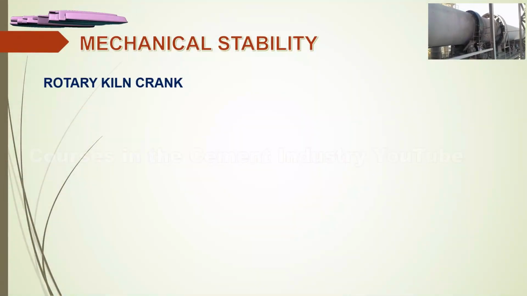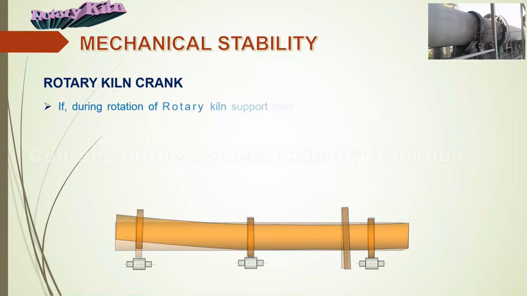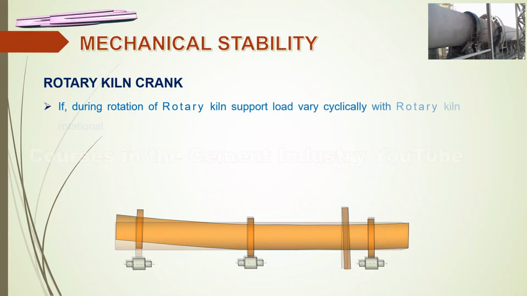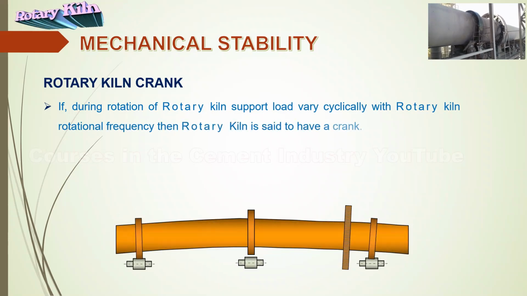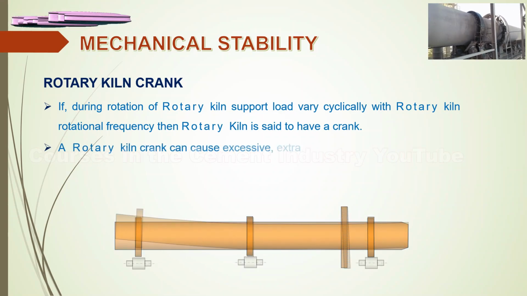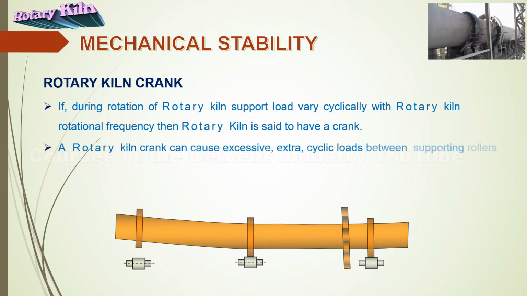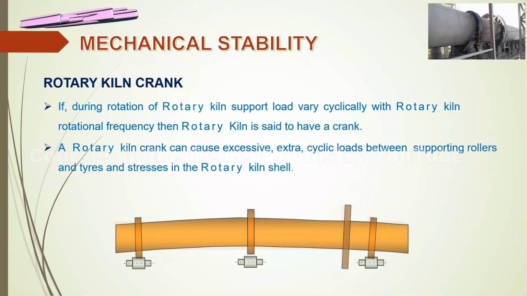Rotary kiln crank. If during rotation of the rotary kiln, support loads vary cyclically with the rotary kiln rotational frequency, then the rotary kiln is said to have a crank. A rotary kiln crank can cause excessive, extra, cyclic loads between supporting rollers and tires, and stresses in the rotary kiln shell.